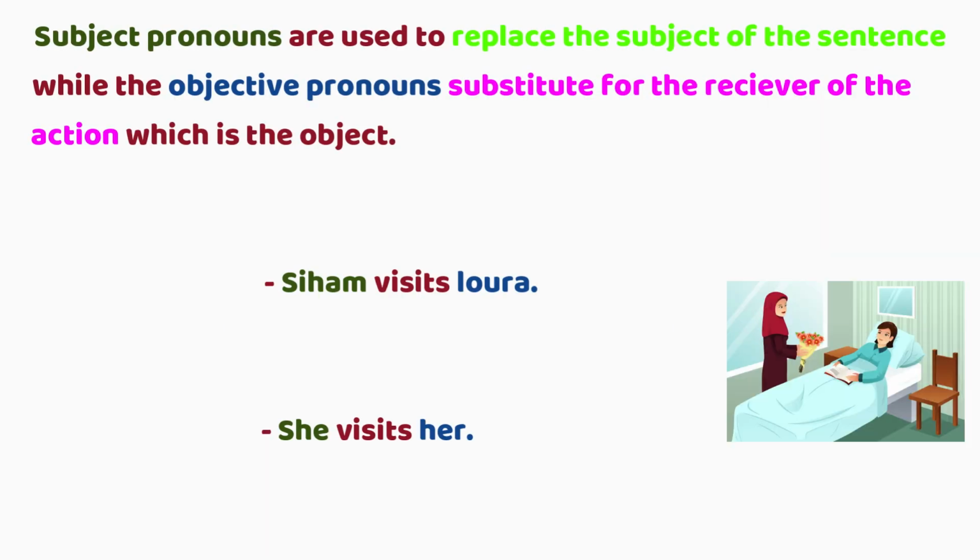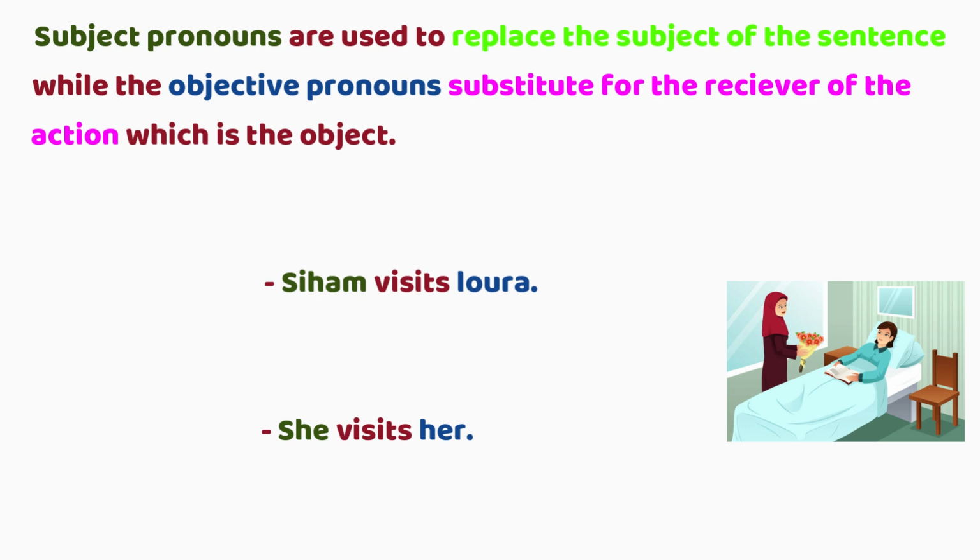Finally, let me show you a short comparison between the subject pronoun and the object pronoun. As we see here, subject pronouns are used to replace the subject of a sentence, as we see in the first example. While object pronouns substitute for the receiver of the action, which is the object. Let's have an example here, look at this picture.